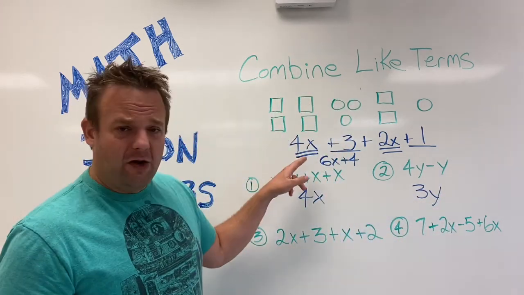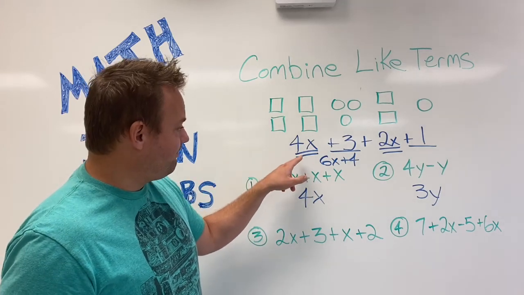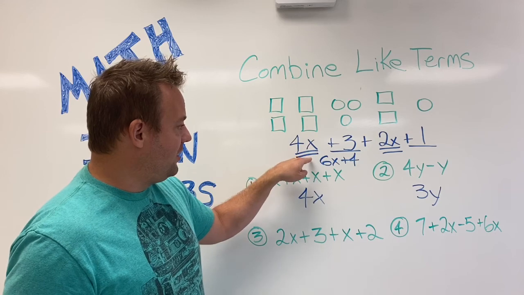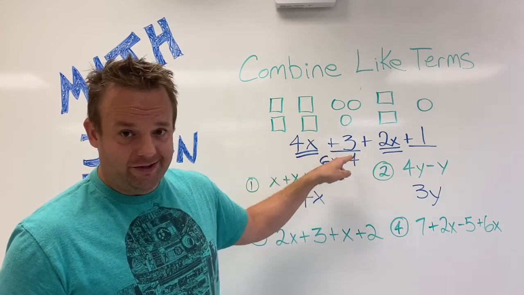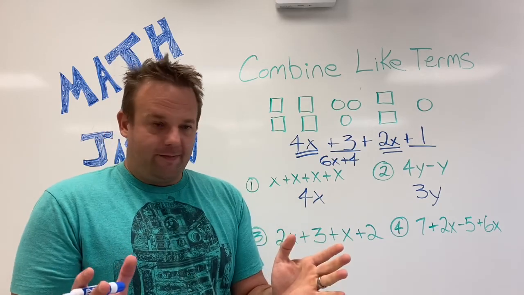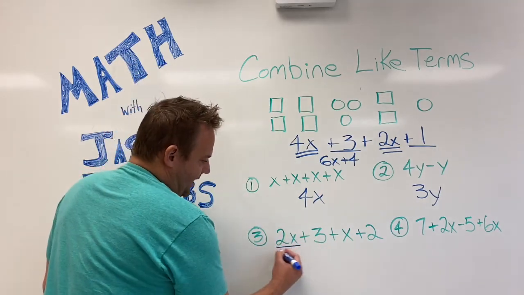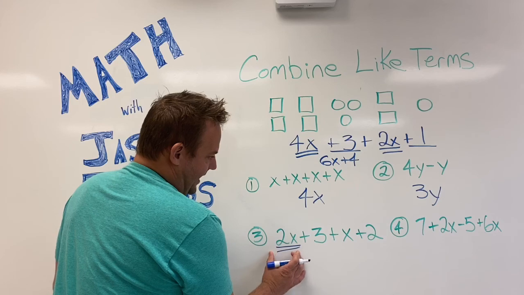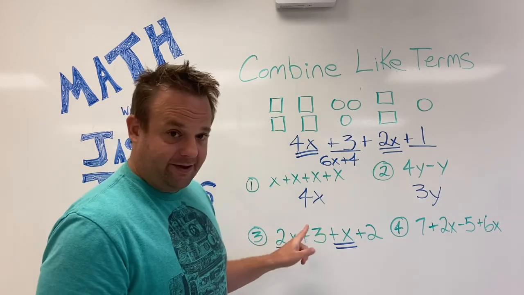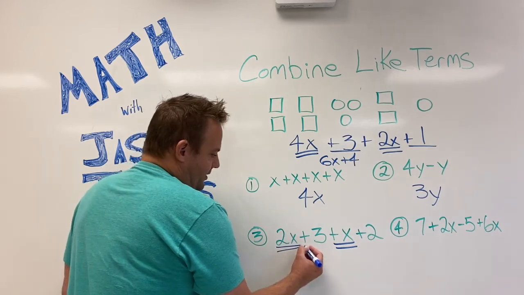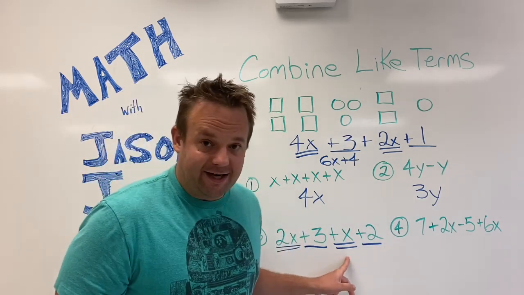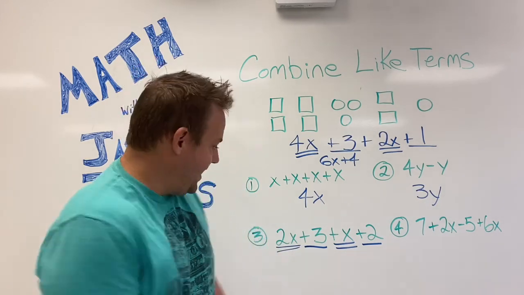Now for this, you might have noticed up here, I put underneath a coefficient and a variable, I put 2 lines, and underneath just the integers, just the positive or negative whole numbers, I put 1 line. So I'm gonna match those up at the end. So we have 2x, that's a like term with x. You take the sign in front. The sign in front goes with it. And then 3 and 2 go together. So 2x plus x equals 3x.